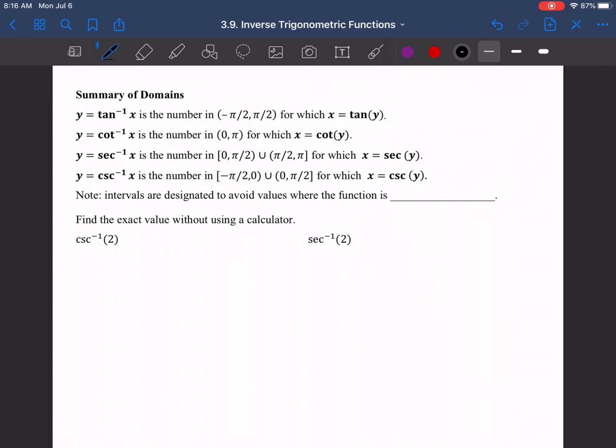All right, so let's take a look here. Here, we're going to want to try and find the exact value without using a calculator. I will do the first one, and then I'm going to let you do the second one.